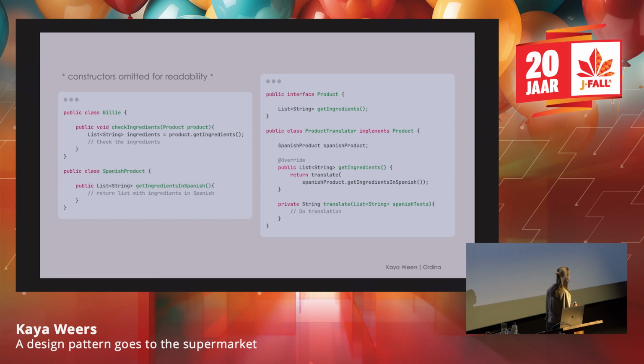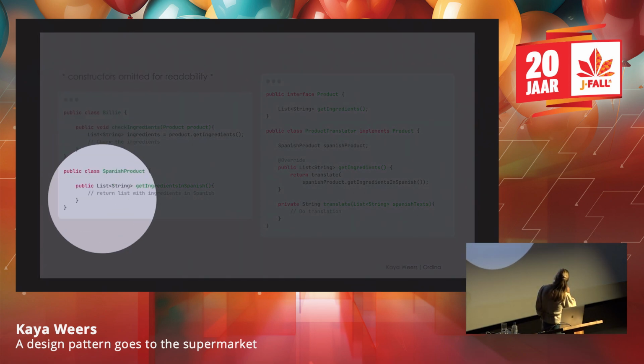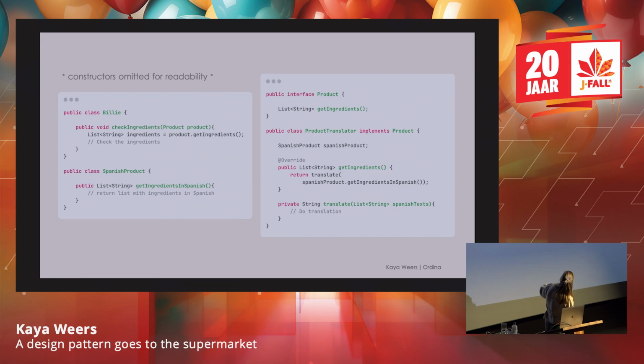So in your code, the client does not need to know about the adapter. It can, but it doesn't have to. Because for example here, Billie will just use get ingredients on product and doesn't need to know that behind that there's a whole translation happening.